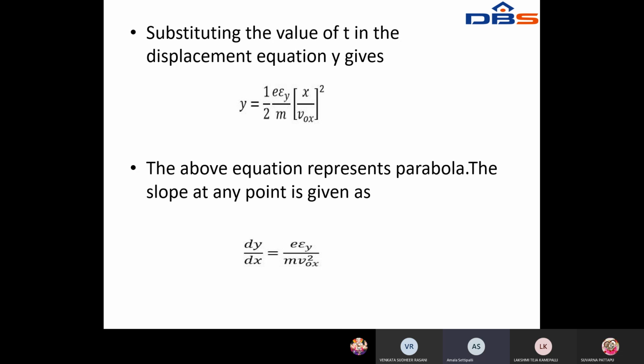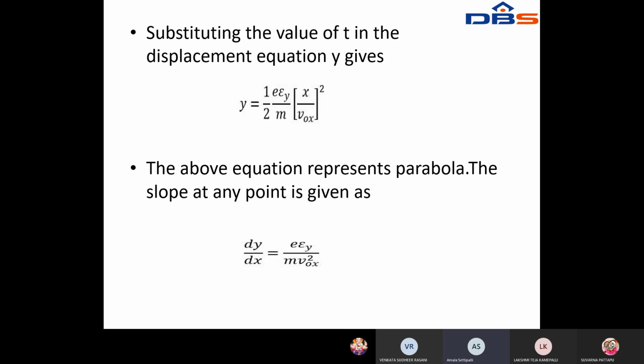The above equation represents a parabola. This is the equation of a parabola, of the form y equals x squared. The slope at any point on the parabola is given by differentiation with respect to x. So dy by dx: whenever you differentiate with respect to x, you have half e Ey by m vox squared.